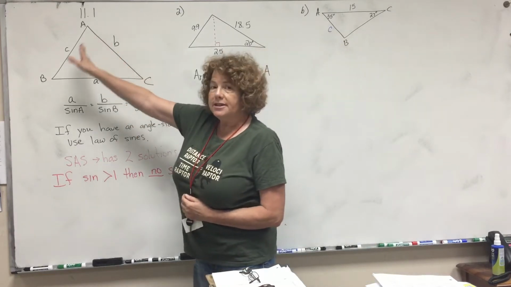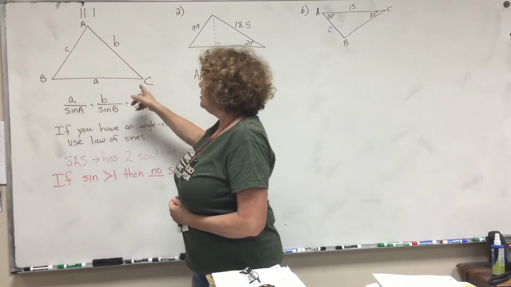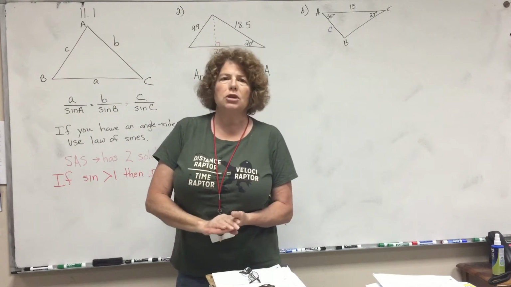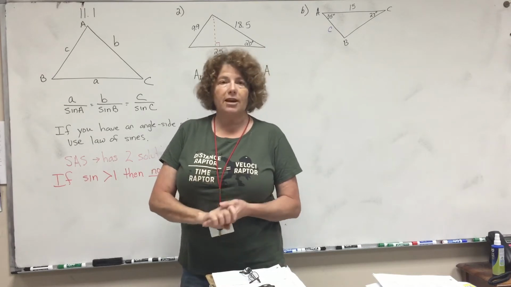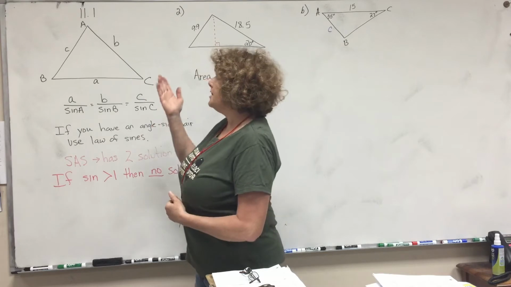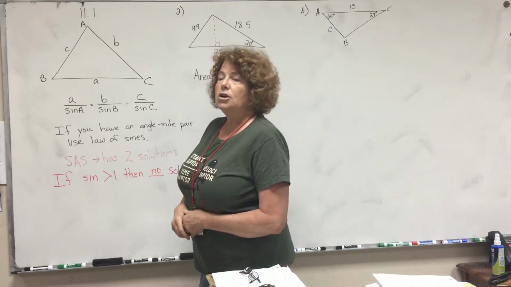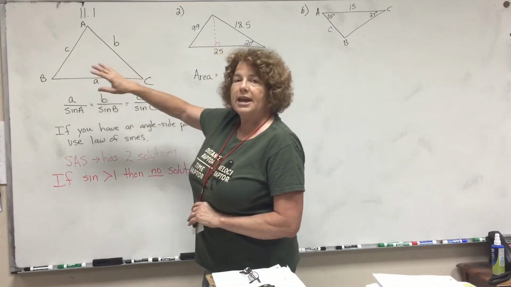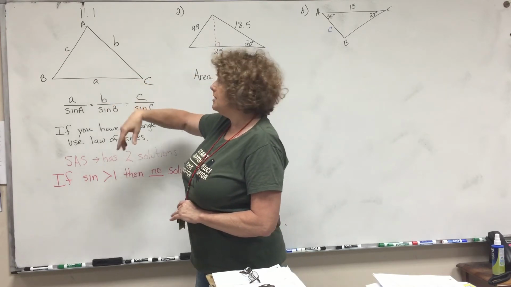The basic law of sines is for a triangle that's not a right triangle, because remember, with a right triangle you can use sine, cosine, and tangent to find missing parts. If it is not a right triangle, you can use the law of sines and the law of cosines. So the law of sines is simply ratios of the sine of the angles to the sides.